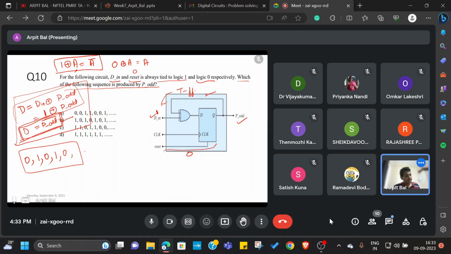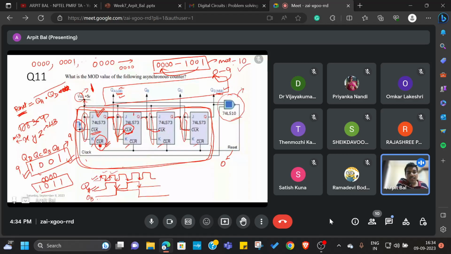Otherwise, you can write the equations, then solve and reduce them to a form that will be easier for you to determine the output. Even for this particular reduction I used this property, which was discussed in our previous tutorial sessions, and using it I figured out what the P-odd is going to be. Because it toggles at every instance, at each clock it is going to toggle from 0 1 0.